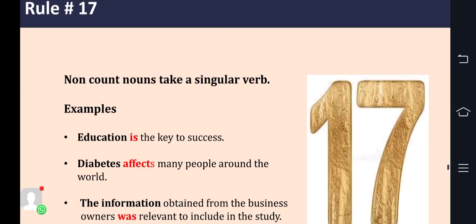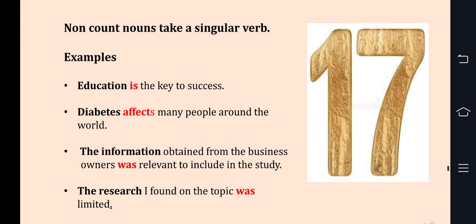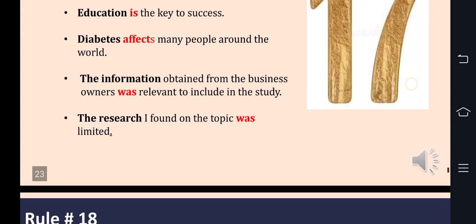Rule number 17, non-count nouns take a singular verb. Education is the key to success. Diabetes affects many people around the world. The information obtained from the business owners was relevant to include in the study. The research I found on the topic was limited.